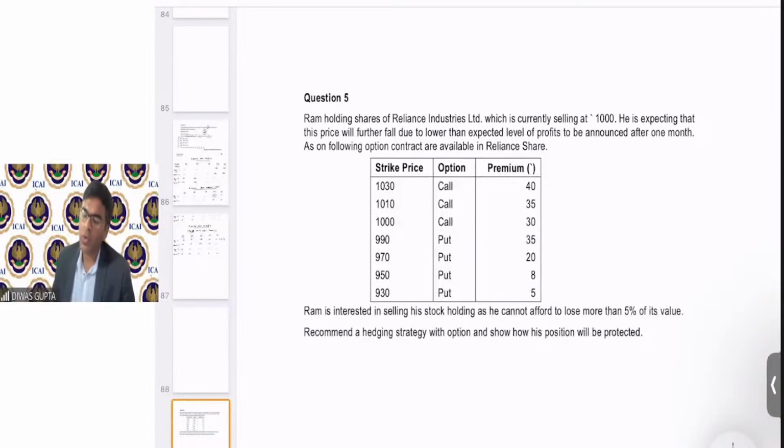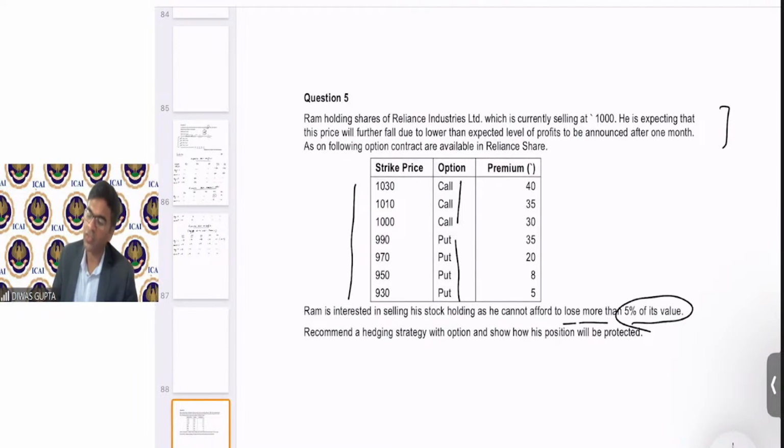Let's come back, students. So we discussed that Ram is holding shares of Reliance Industries, which is selling at 1000, but it is expected that it will go down because the level of profits to be announced will be lower. The following option contracts are available in Reliance shares. These are the options available. These are the call and these are the put options with the premiums also that are given. Ram is interested in selling his stock as he cannot afford to lose more than 5% of its value. So it is a very logical question, students.